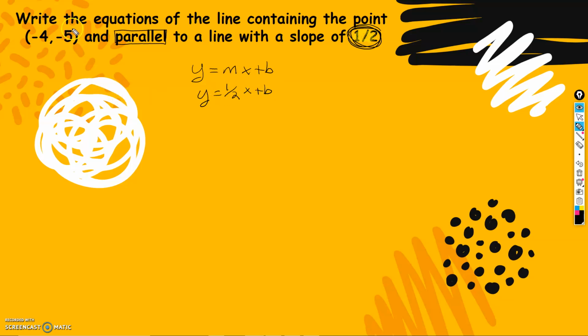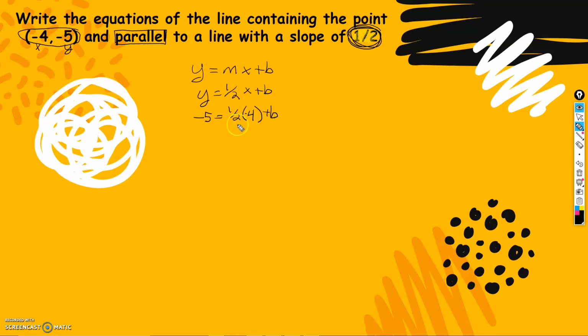Well, let's see. We can figure that out because we're given a point on our line. So we're given this -4, -5. So we're given an xy coordinate on the line. So let's plug that in. Remember, any coordinate on the line is a solution to the equation, which means we can plug it in and it's going to work out. So -5 is y, x is -4, so -4.